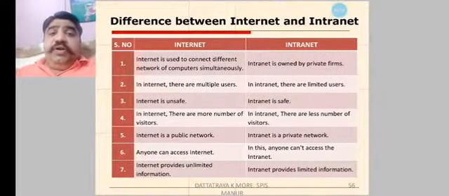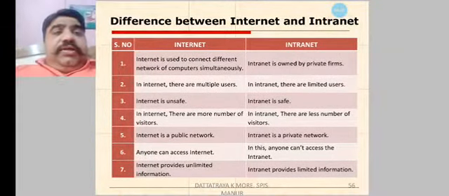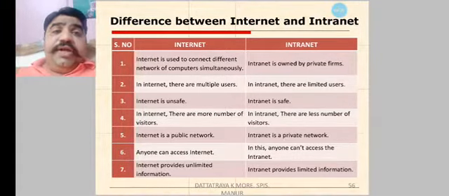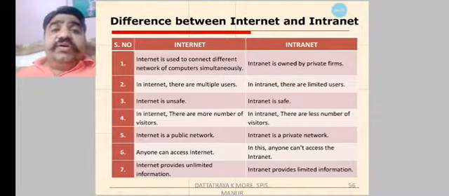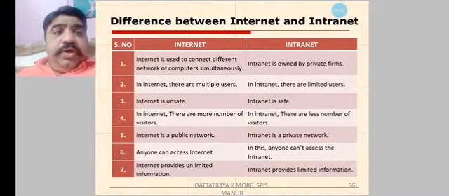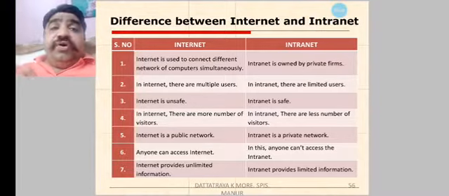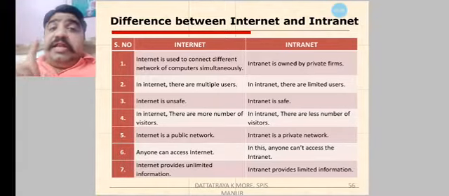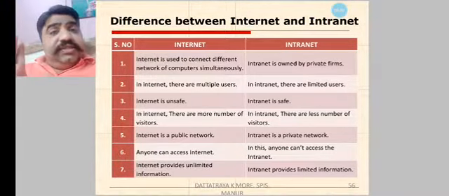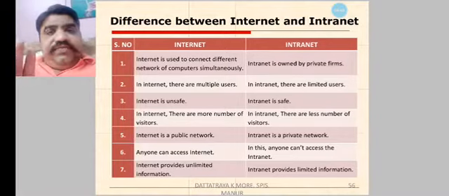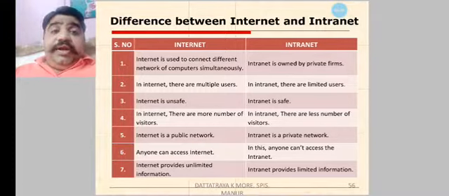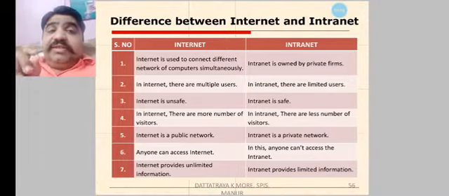Let us see the difference between intranet and internet. See, there is one table I have made. So internet and intranet, both columns are there. Internet is used to connect different network of computers simultaneously. Intranet is owned by private firms. In internet there are multiple users. In intranet there are limited users. Internet is unsafe, but intranet is safe because it is having user ID passwords. In internet there are more number of visitors, but in intranet there are less number of visitors.